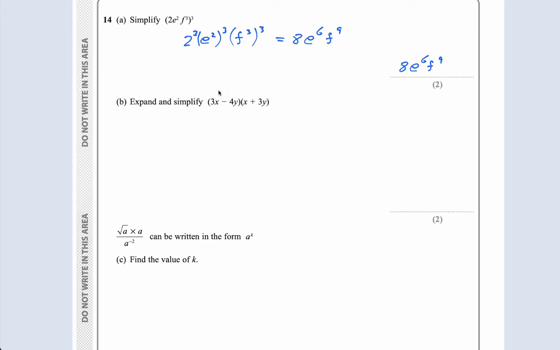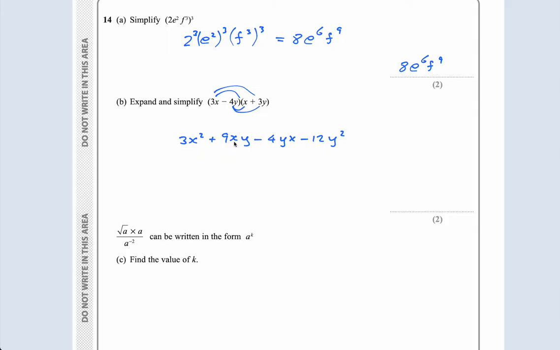Expand and simplify, right, guys? It's this times this, this times this, this times this, this times this. We've seen this question since probably some of you year 7, but still people make mistakes. So 3x times x is 3x squared. 3x times 3y is plus 9xy. Minus 4yx, minus 4yx, and minus 12y squared.